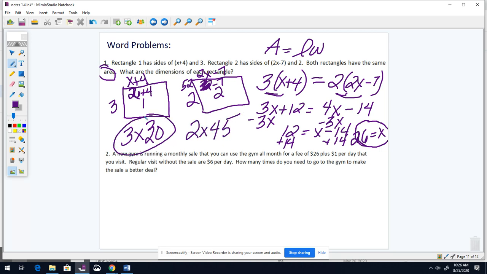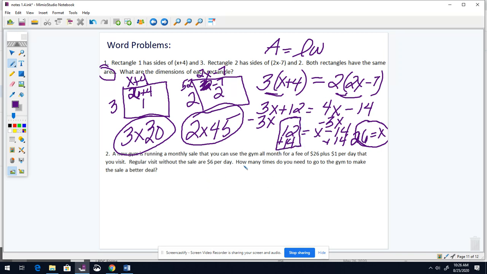So this rectangle is 3 by 30. This rectangle is 2 by 45. And they do both have the same area of 90. I guess the one nice thing about a word problem, and about algebra in general, is you do have a way to check your work, which was what I started doing, and I couldn't figure out what I did wrong. I am sorry. 12 plus 14 is most definitely 26.